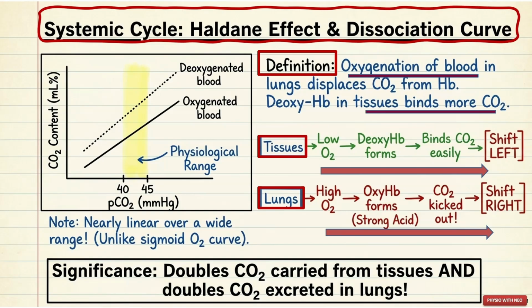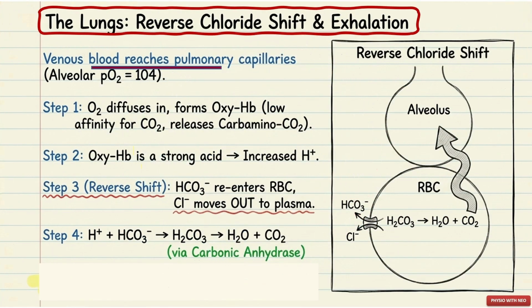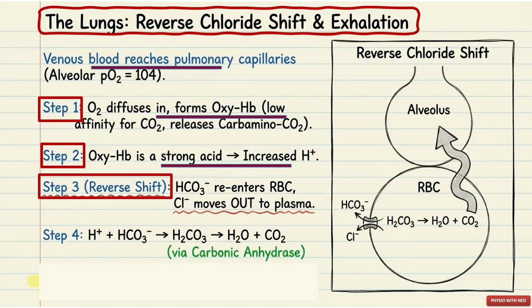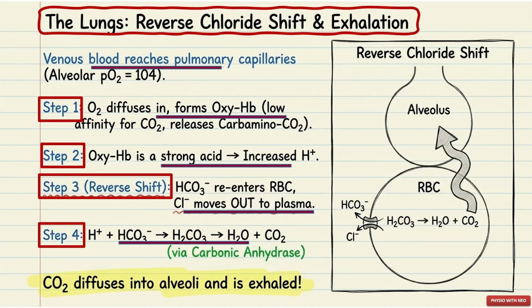Now let's follow carbon dioxide into the lungs. When the venous blood reaches the pulmonary capillaries, oxygen diffuses in to form oxyhemoglobin. This oxyhemoglobin is a strong acid. It releases H plus ions, and to buffer this, bicarbonate re-enters the RBCs, while to maintain electrical neutrality, chloride moves out to the plasma. This stage is called the reverse chloride shift. When bicarbonate combines with H plus ions, it forms carbonic acid, which converts back to carbon dioxide and water with the help of carbonic anhydrase. And this carbon dioxide diffuses into the alveoli and is exhaled.